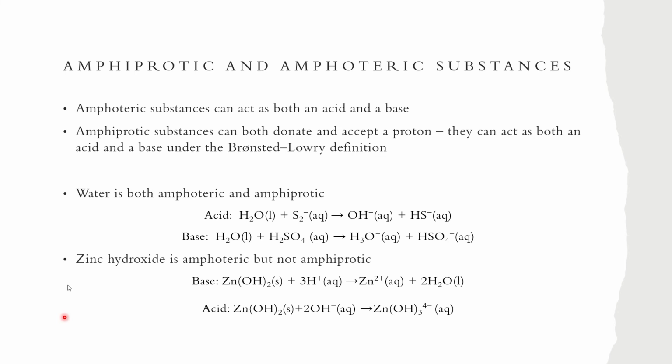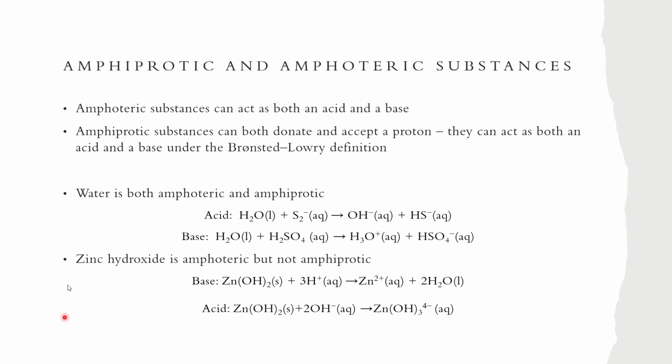Last thing that I want to talk about in this video is the concept of amphiprotic and amphoteric substances. Now, an amphoteric substance is something that can be both an acid and a base. We've already said that water can act as an acid and it can act as a base. That means that it's amphoteric. However, there's a little bit more of a specific definition and a word that we're going to be using a lot more than amphoteric, which is amphiprotic.